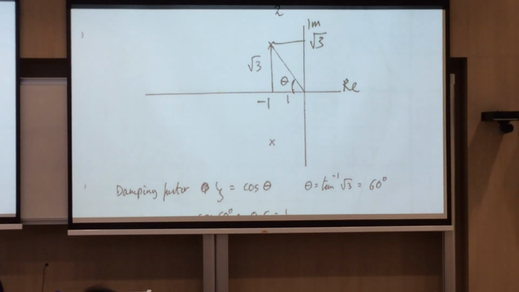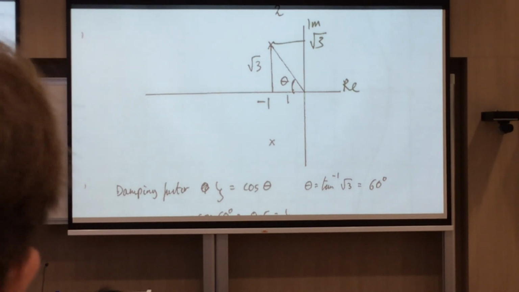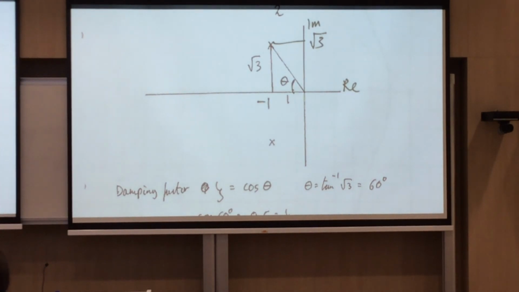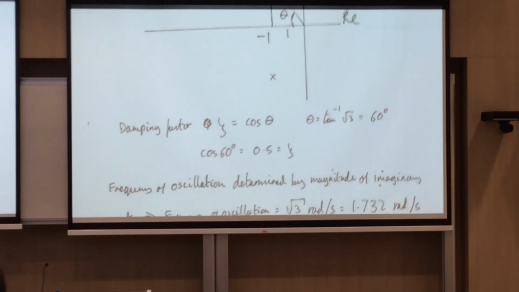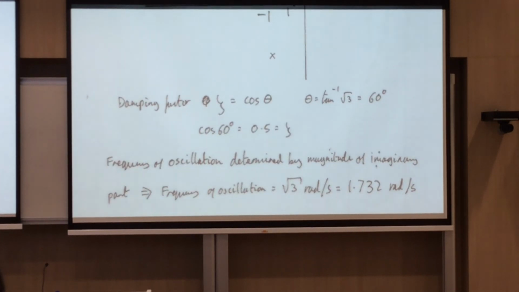So cosine of 60 degrees is 0.5, which is your damping factor. So the answer is the damping factor is 0.5. Frequency of oscillation: from the position of the imaginary part, the frequency of oscillation is root 3 radians per second. So you can simplify this to 1.732 radians per second.